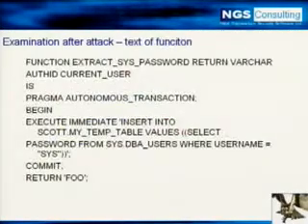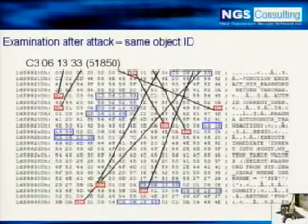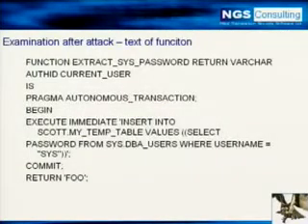If we look at the text, you can see the text obviously in the ASCII text here. If we crack that out so it's easier to see, there is a function called extract syspassword return varchar, auth ID current user, pragma autonomous transaction, and if we look here, it's doing an insert into scott.myTempTable. We should be thinking, wait, myTempTable, that was one of those objects we saw dropped earlier, and it's selecting the syspassword hash and dumping it into that table. So clearly we're beginning to build a picture up here as to what's going on.